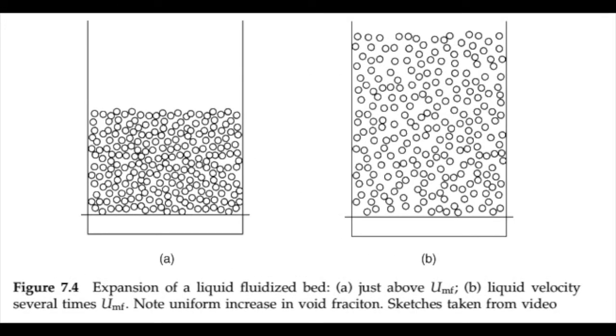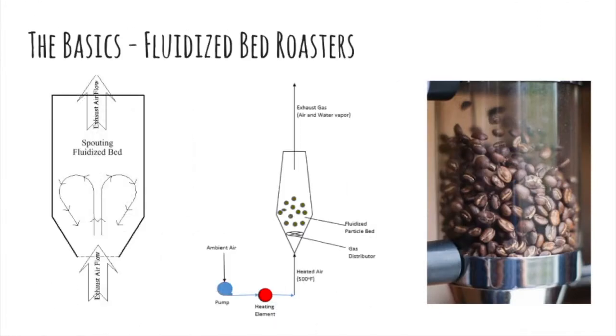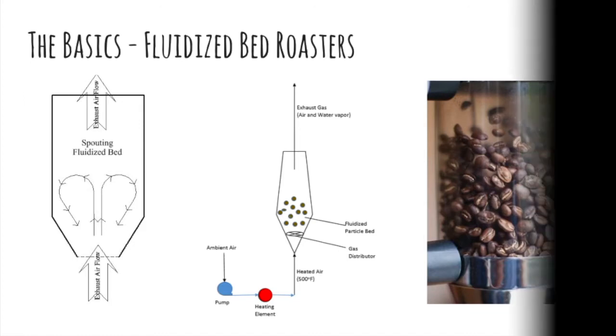Another desired condition with the fluidized bed is the smooth fluidization as seen in figure 7.4, also from Rhodes et al. You can see that in figure B, the particles are just barely apart, indicating smooth fluidization. Due to the size of coffee beans, however, our fluidized bed is classified as a Geldart D, meaning that we would end up with a spouting fluidized bed, as seen on the left figure on this slide. Instead of smooth fluidization where the particles barely separate, there's more of a tumbling effect seen in our fluidized bed.